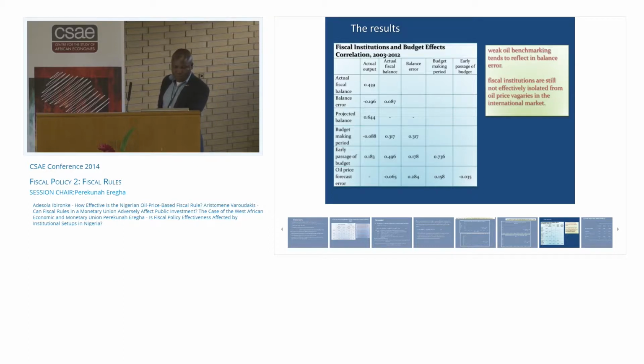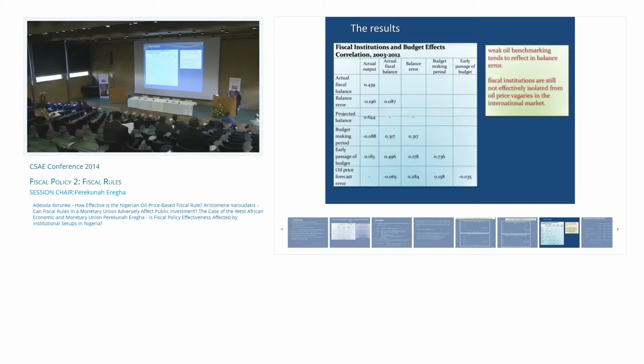Looking at its correlation with the budget making period and early passage, you could find that the correlation between actual output and budget making period is negative, but when you compare the balance error with the budget making period, it is on the high side and positive. The same thing: actual output with respect to early passage of budget is 0.18, but when you compare that to the budget error, it is low. However, the conclusion from the author is that fiscal institutions are still not effectively isolated from oil price issues in the international market. So oil price issues still come into play in terms of fiscal institutions.